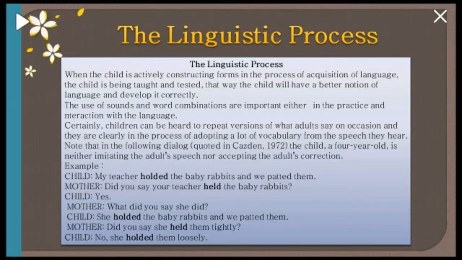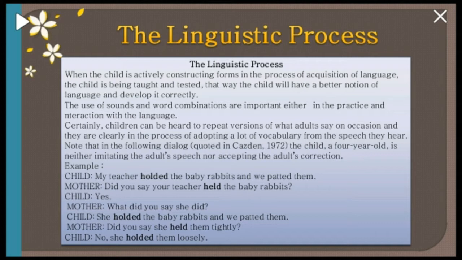Okay, I will continue explaining the linguistic process. When the child is actively constructing forms in the process of acquiring language, the child is being taught and tested. That way, the child will have a better notion of language and develop it correctly. The use of sounds and word combinations is important in practice and interaction with the language. Certainly, children can be heard to repeat versions of what adults say on occasion, and they are clearly in the process of adopting a lot of vocabulary from the speech they hear.